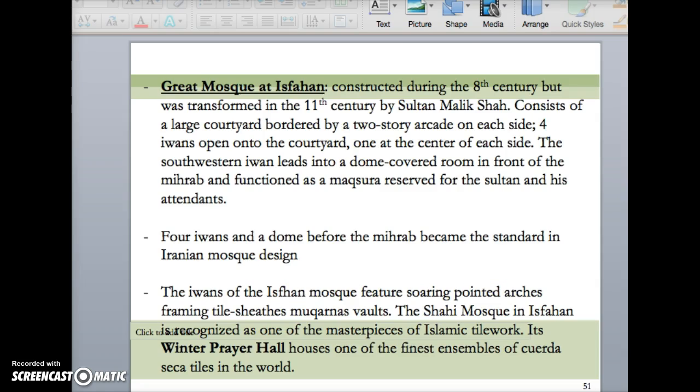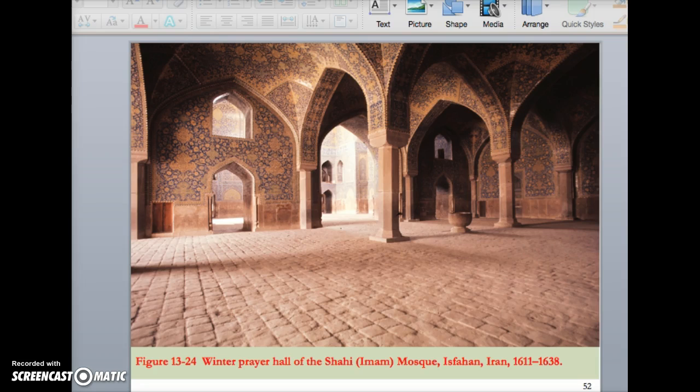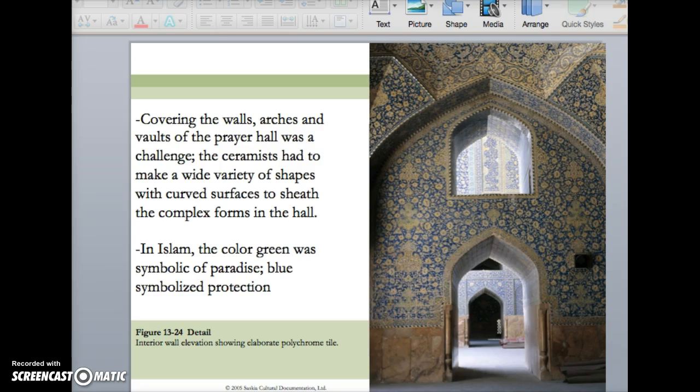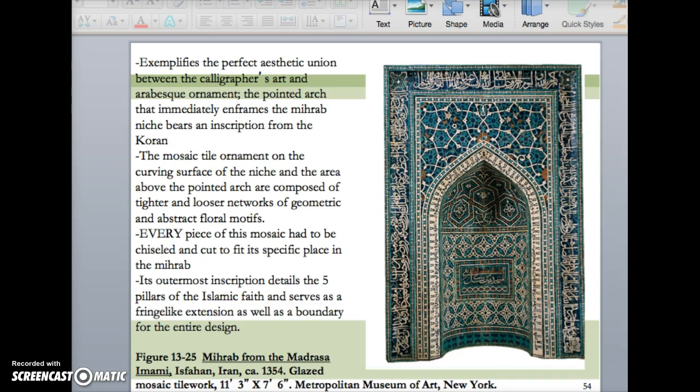It was commissioned by Sultan Malik Shah. His name is right here, in the 11th century. It's very, very large, and it's famous for its winter prayer hall right here, that has these characteristic pointed arches and just, again, covered with colorful mosaics. Very, very beautiful. And my favorite image, this is actually a really famous image that appears on AP tests all the time, from this mosque, is this mihrab.